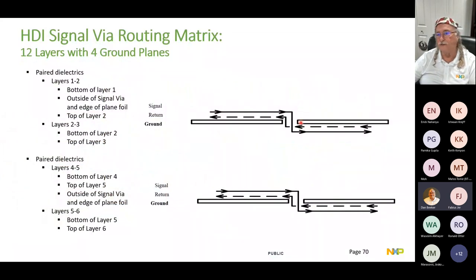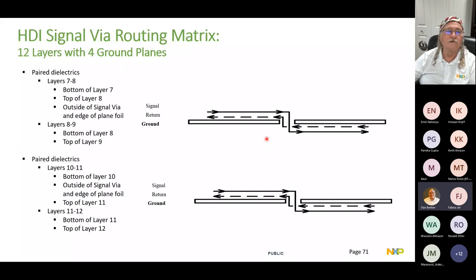Back to the same thing. You've got paired dielectrics between 1 and 3, 4 and 6, 7 and 9, 10 and 12. So those are solid foundations for your board, where if you maintain those transitions from between those layer pairs, you don't have to do anything magic.